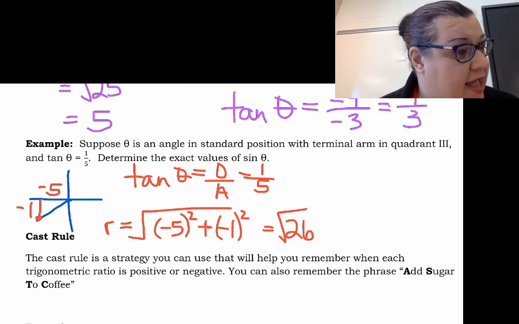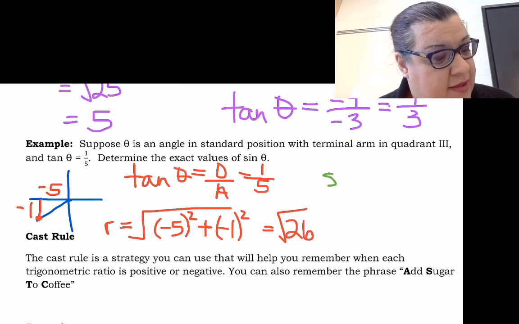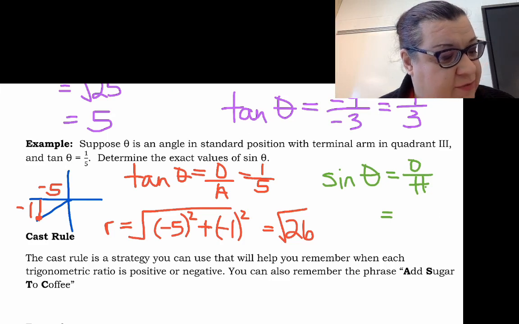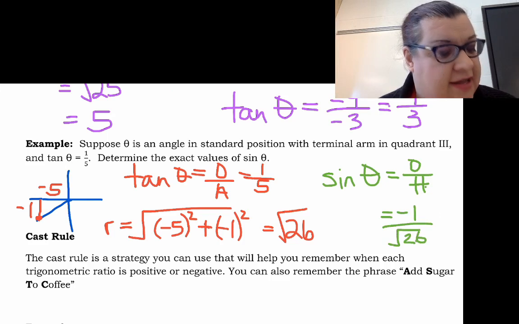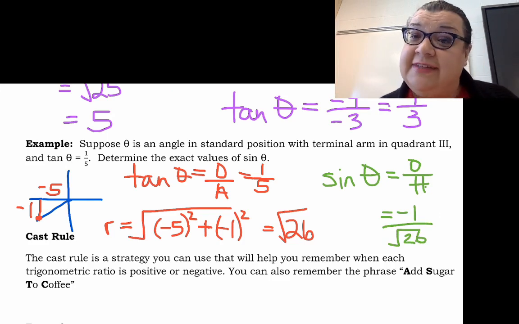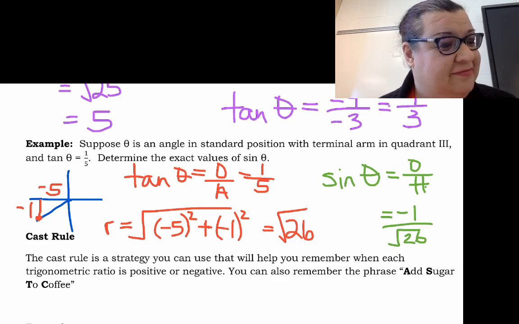Okay, now we have been asked to find just sine theta. Well, sine theta is the opposite divided by the hypotenuse. The opposite side is -1. The hypotenuse is root 26. So -1 over root 26 is sine theta. There we go, done. Okay?